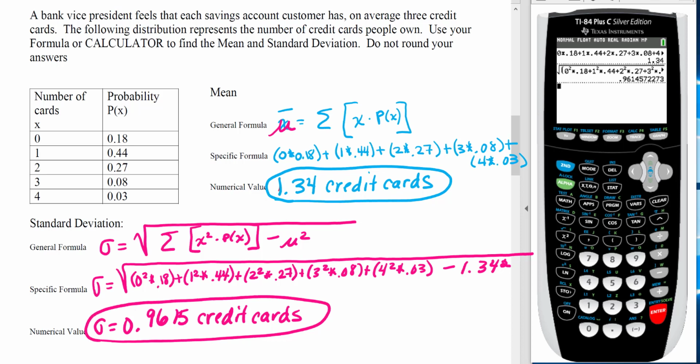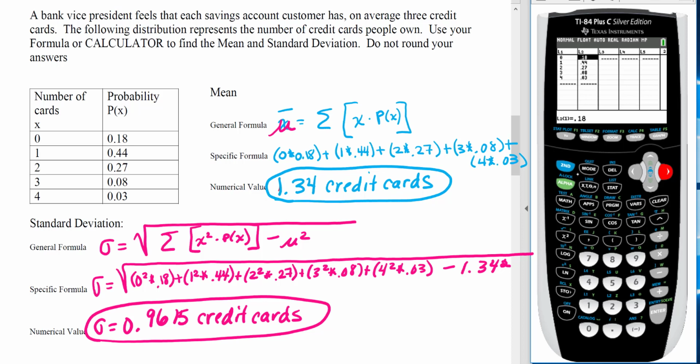Now, if we want to, you can also use your advanced features on your calculator. I'm going to clear it out, and we've done this in a previous chapter. Go ahead and hit Stat and hit Edit. And then in L1, you're going to go ahead and type in the number of credit cards, 0, 1, 2, 3, and 4. Then in L2, you're going to type in the probabilities, 0.18, 0.44, 0.27, 0.08, and 0.03.